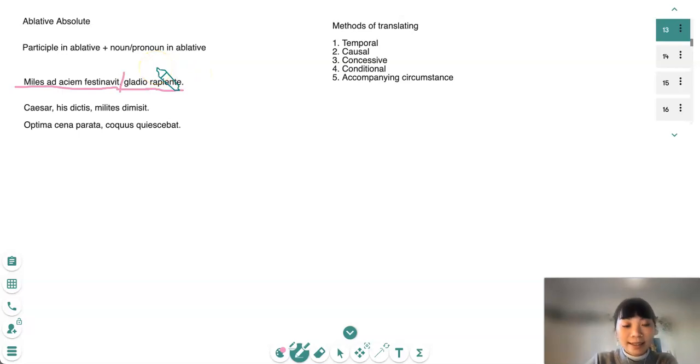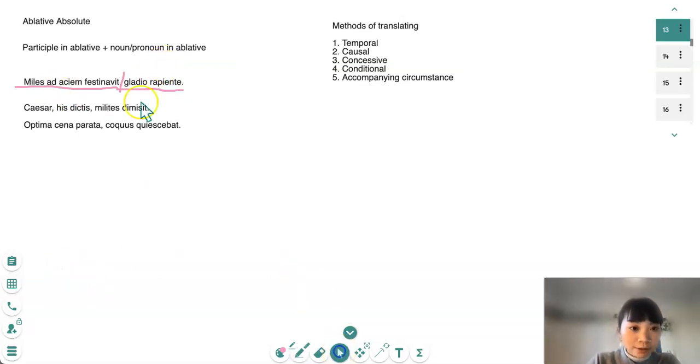So seizing his sword, that's how you translate the present participle. The full translation of this sentence would be the soldier rushed to the battle line, and then translating the present participle would be while seizing his sword.